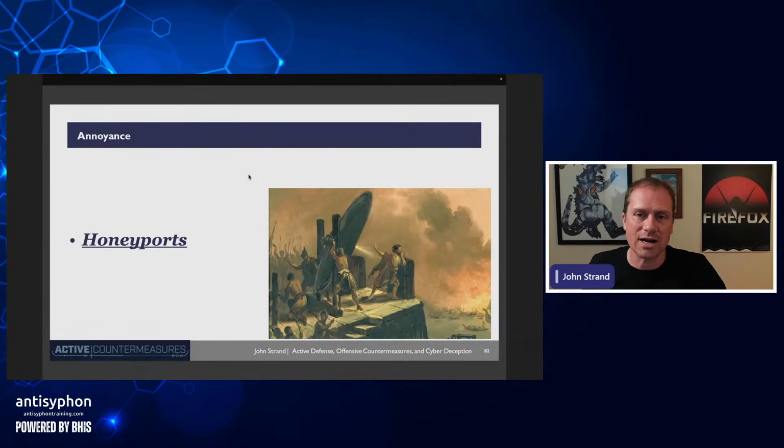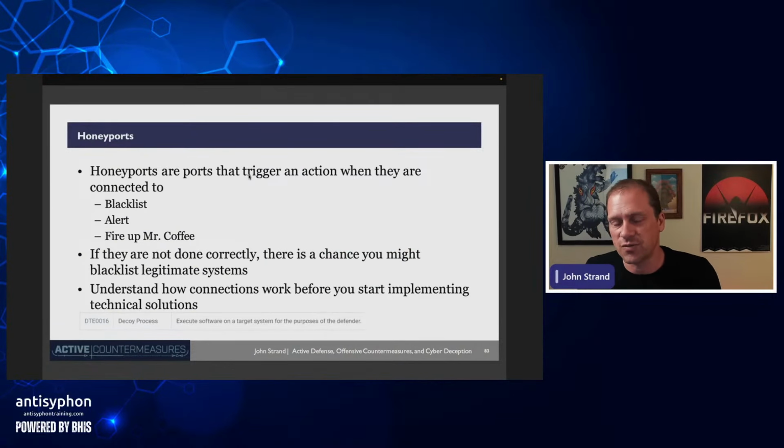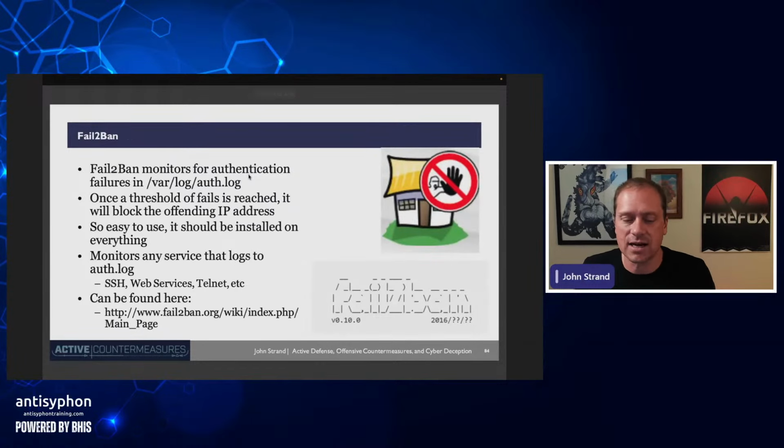And I'll walk through what we're actually doing here, what is the problem that we're trying to articulate, and just trying to do some fun stuff. So honeyports, once again, are triggers that trigger an action when they are connected to, like blacklist the IP address or deny list the IP address. Generate an alert, fire up Mr. Coffee, so you're ready to go with some wonderful caffeine that you can drop straight into your veins. And if they're not done correctly, you might be in a situation where you could deny list legitimate computer systems. But we have to understand how connections actually work before we get too wrapped around this deny list concept.